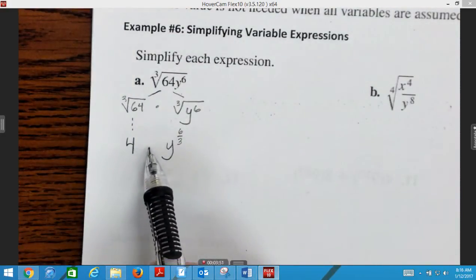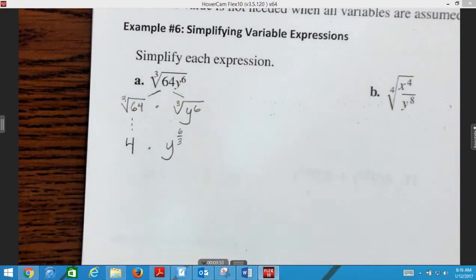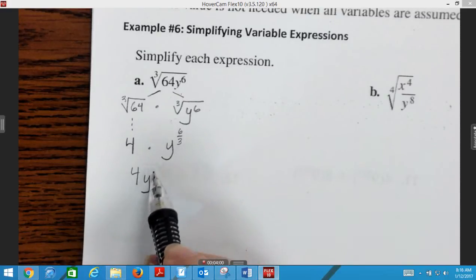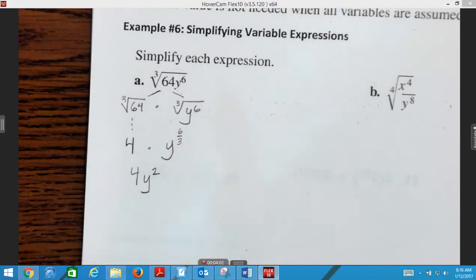All right, what is, and this is multiplied, what is y to the 6 over 3? It reduces to y to the second. And since we are multiplying, I just put these next to each other.